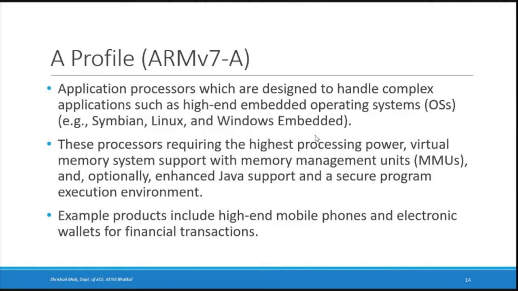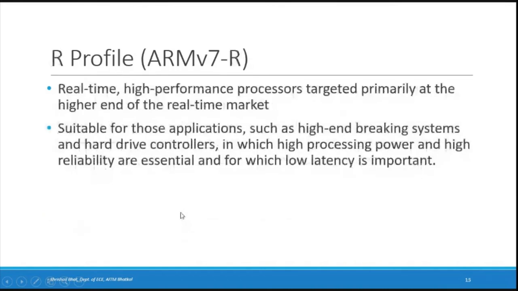profile Cortex processors. These processors require the highest processing power and virtual memory system support with memory management units called MMUs, and optionally enhanced Java support and a secure program execution environment. ARM has also developed different technologies to support all these things. Example products that fall in this profile are high-end mobile phones, smartphones, and electronic wallets for financial transactions. They are all examples for the A profile.